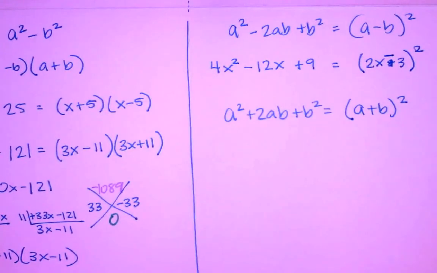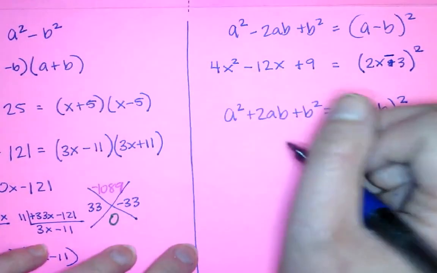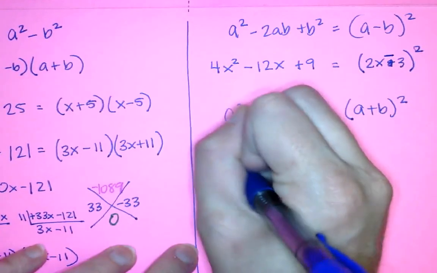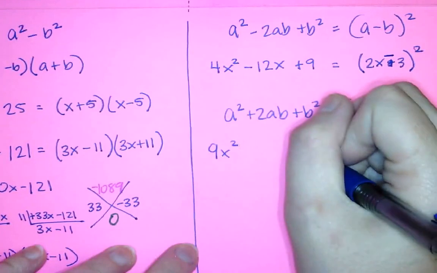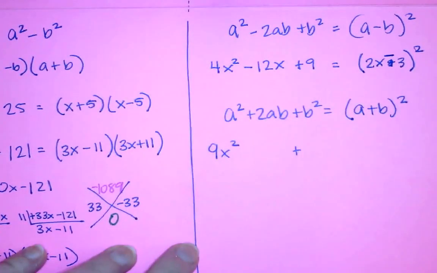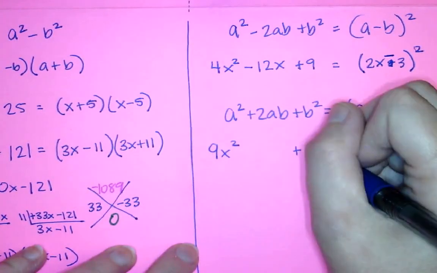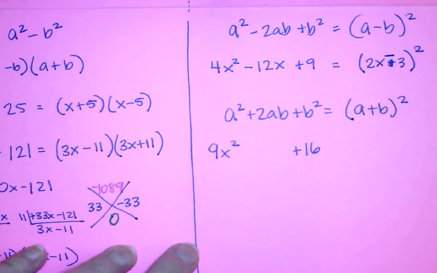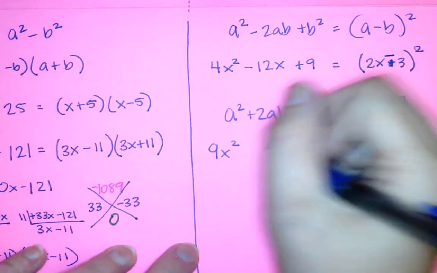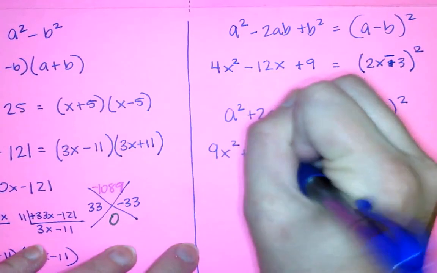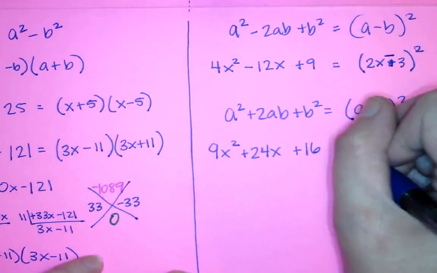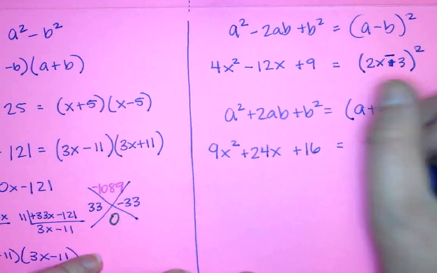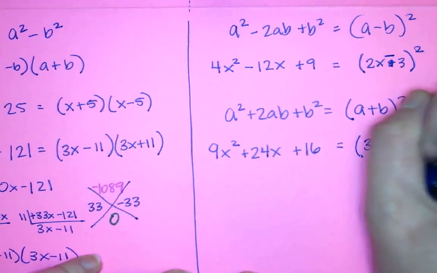And then if we had something like 9x squared, let's see here, and then I'm going to pick the last term here because I'm just making them up on the spot. Plus 16, so that's what? Plus 24x. That would factor into 3x plus 4 squared.